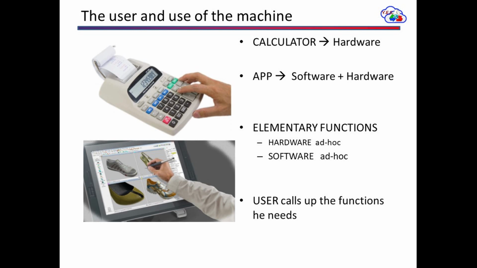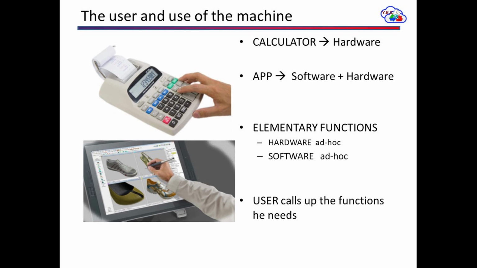The user types in the data according to their reasoning to calculate the final result. With the software product, the user selects in sequence the elementary functions made available by the product to produce the movie or modify the image according to his needs. In both cases, it is always the user who decides the sequence in the execution of the elementary functions.